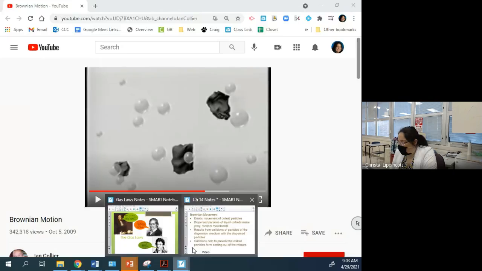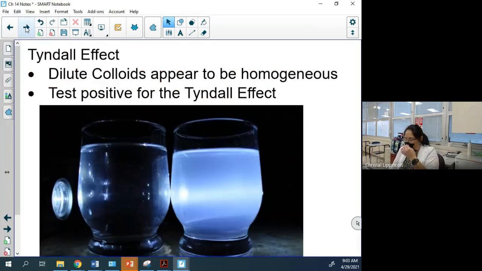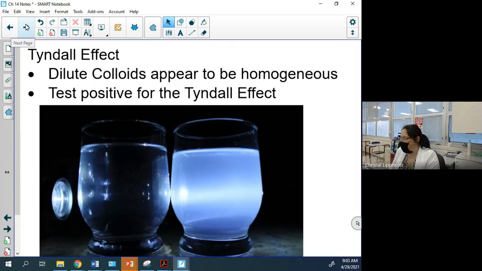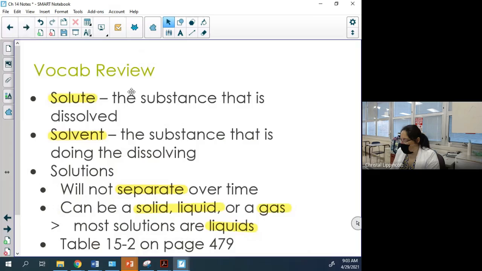Let's get back over here. We talked about the Tyndall effect. Jello is also a colloid, if you're familiar with Jello. All right, vocab review. We talked about these back in chapter 3, I believe.